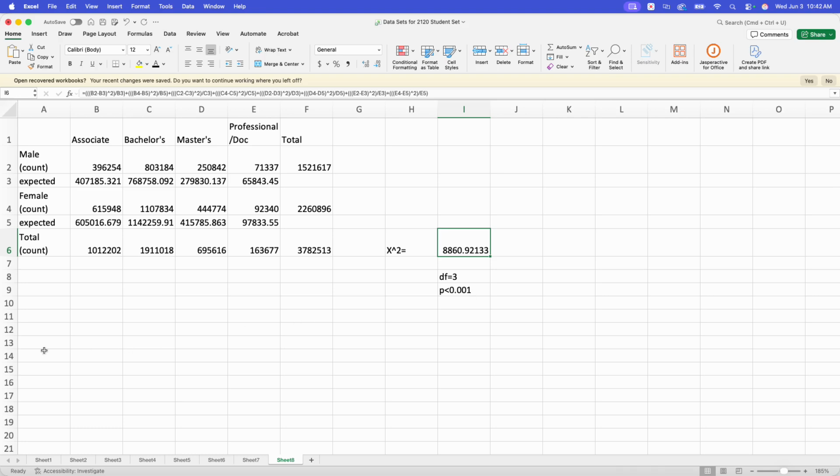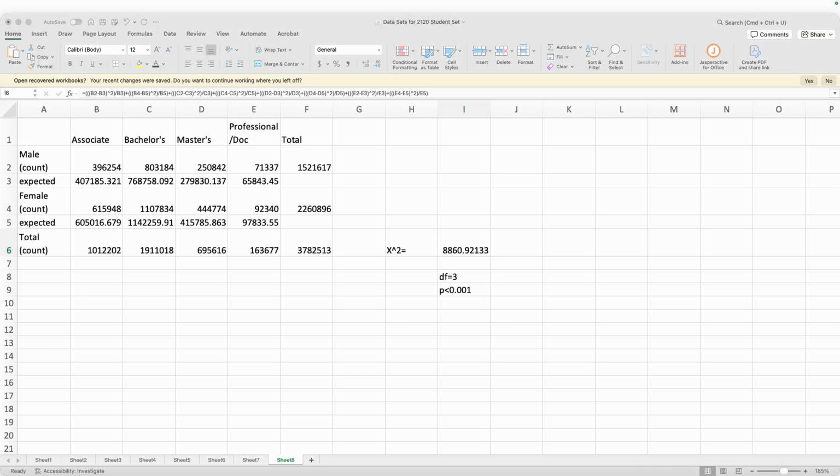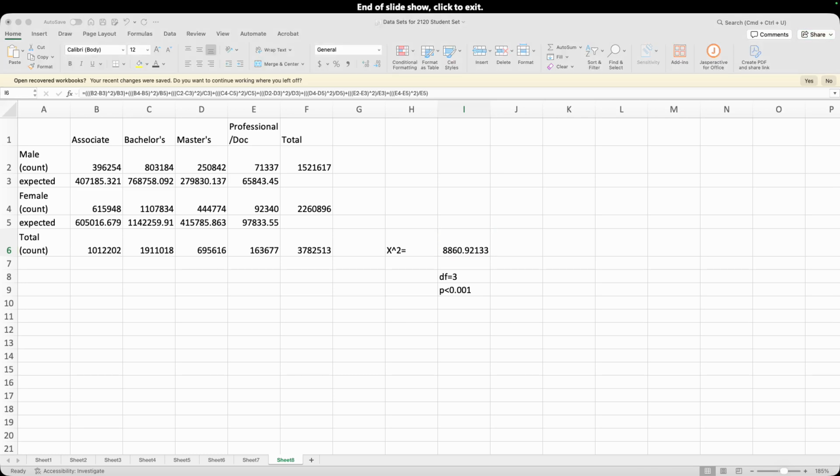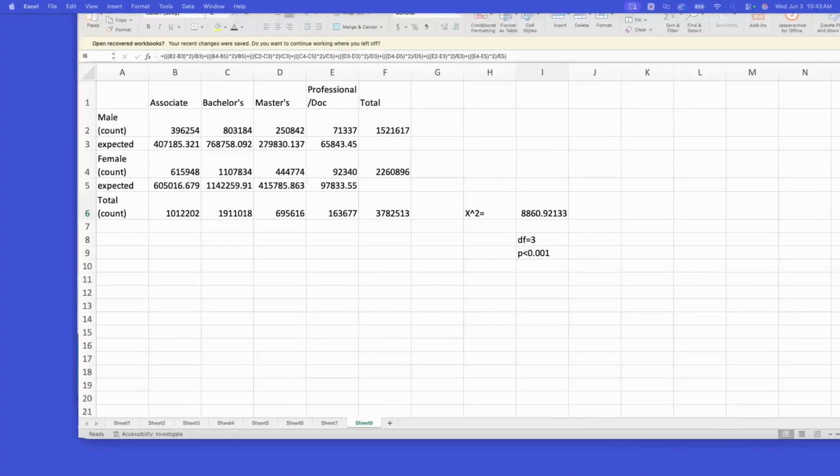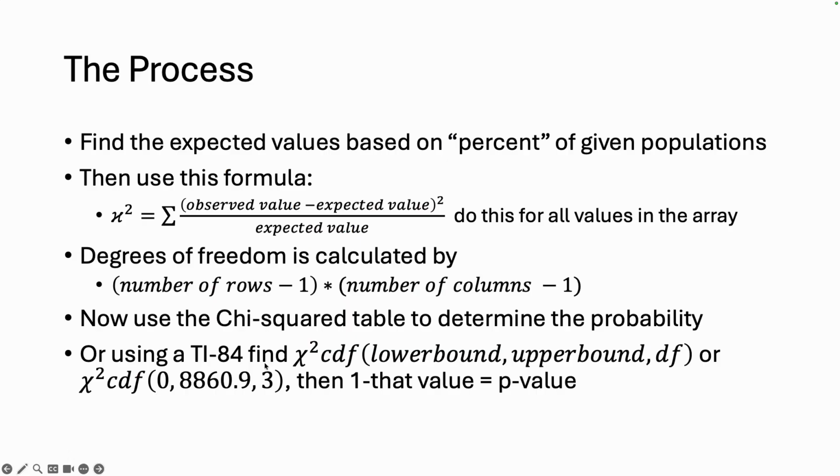Now, another way we could do this, and maybe a more useful way to look at it, is if we go back to the calculator and we use this process, which is ChiSquared. You can find this on your calculator on the 84. I don't know the keystrokes for others, but all graphing calculators will have this functionality, and a lot of scientific calculators will have this as well.